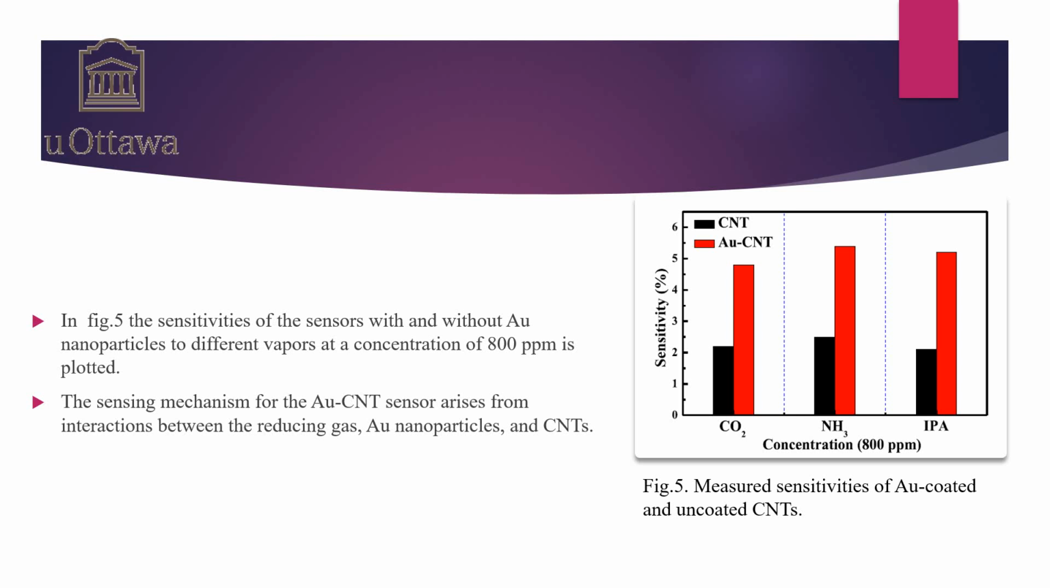The sensing mechanism for the Au-CNT sensor arises from interaction between the reducing gas and Au nanoparticles and CNTs. CNTs contain 5 potential types of adsorption sites, namely external surfaces that are coated with metal nanoparticles, internal sites, interstitial channels, external groove sites, and external surfaces not covered with Au.